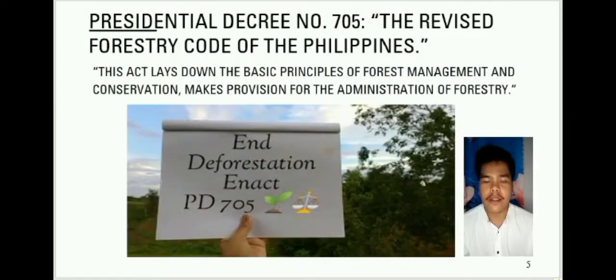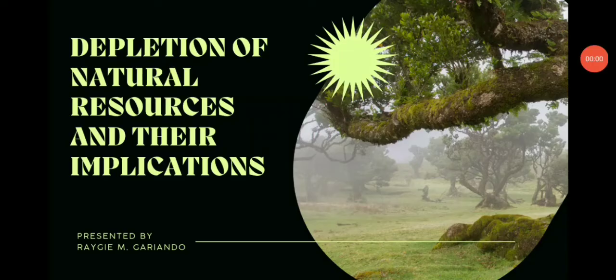Presidential Decree No. 705, the Revised Forestry Code of the Philippines. This act lays down the basic principles of forest management and conservation, and makes provisions for the administration of forestry. This policy helps to lessen illegal activities such as illegal logging and other activities that affect the destruction of our forestry in the Philippines. One reason why these policies are made is because of too many people who try to exploit our natural resources without thinking of the negative effects.